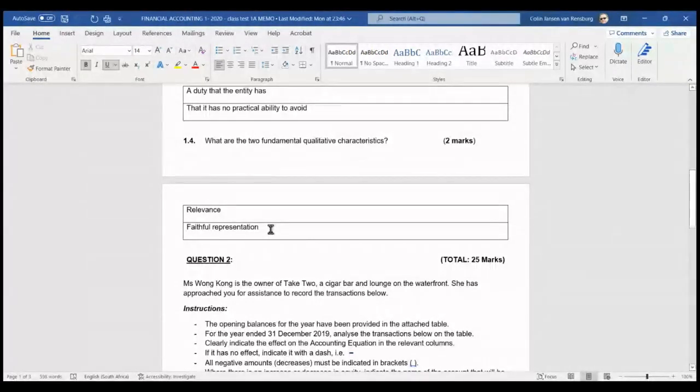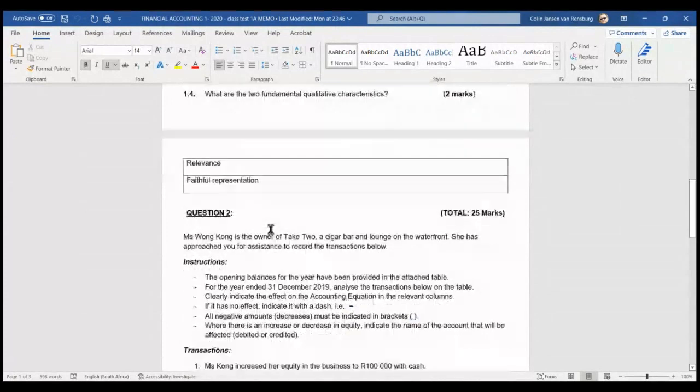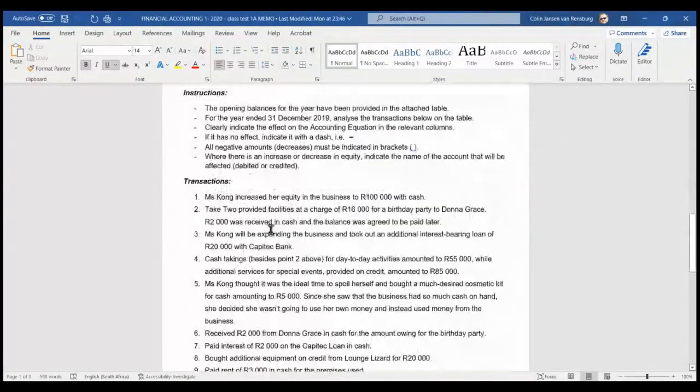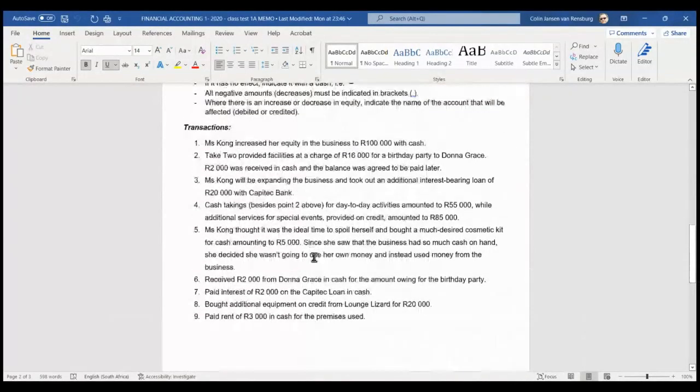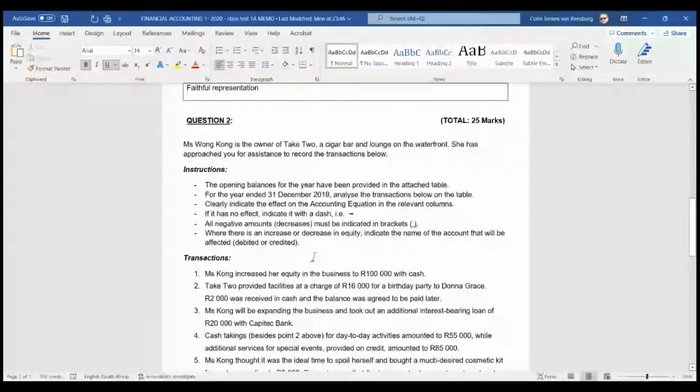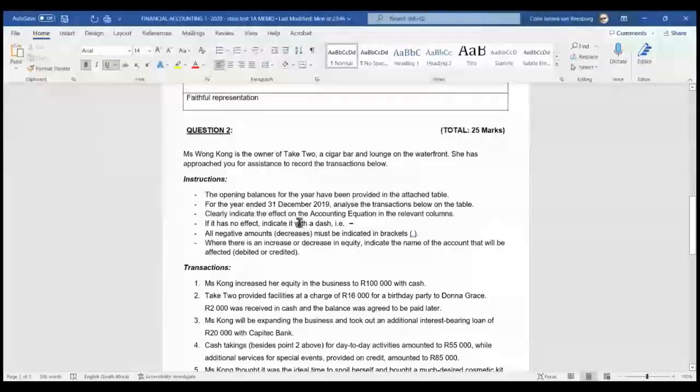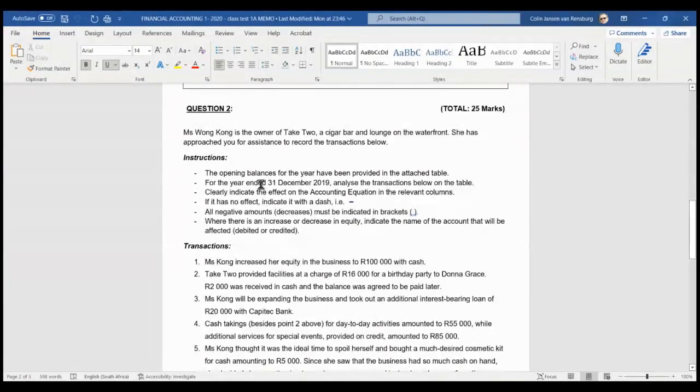Okay. Now let's go to question 2. This is the one that we really want to look at. How many transactions do we have? Looks like 9. We've got 9 transactions, ladies and gents, and we want to go through all of them. Hopefully today, if we're not able to go through all of them today, then we'll carry on next week. But let's see if we can. So question 2 reads as follows.